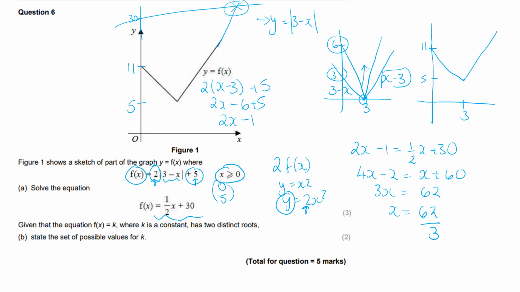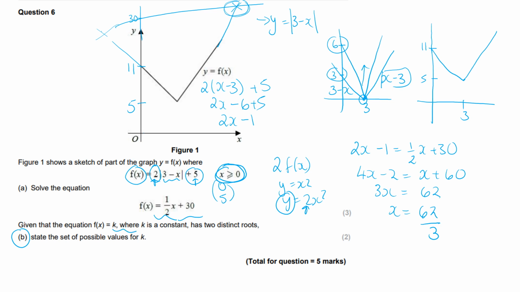Now, without drawing the graph, you wouldn't realize that it only intercepts once, so you might get that second answer, which would be here, which would be wrong because we're restricted with the domain x has to be bigger than 0. Now in part B, we're given the equation f of x equal to k.